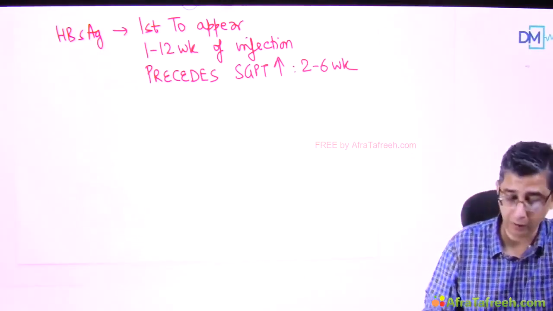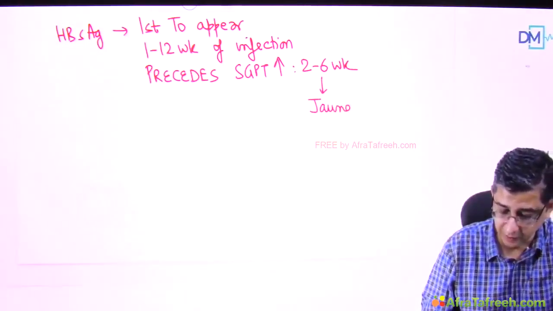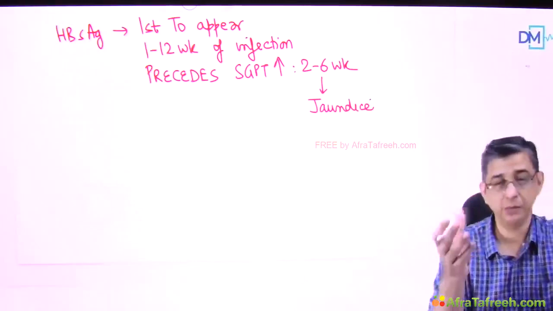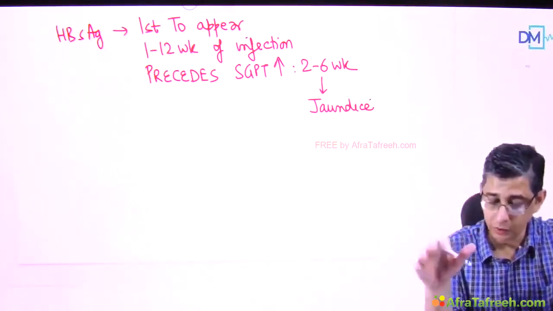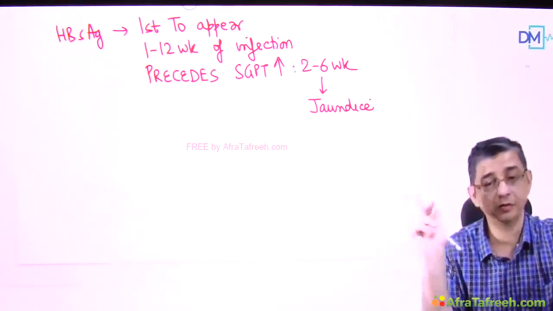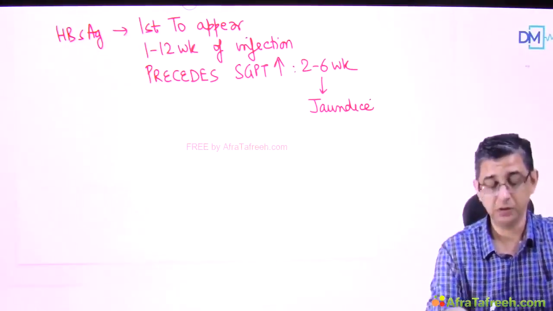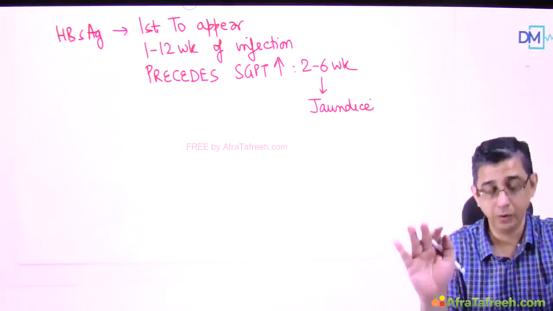This will be followed by development of jaundice in the patient. So remember: first you have surface antigen appearing, then SGPT starting to get elevated, and then jaundice will occur. Most of the time the jaundice will disappear, then SGPT will come down, and then surface antigen will disappear. So surface antigen is the first one to appear out of the 3 and the last one to disappear out of the 3. Mark my words there.